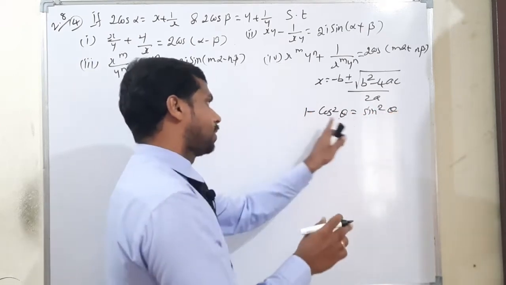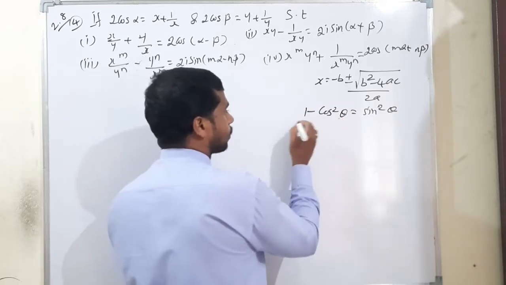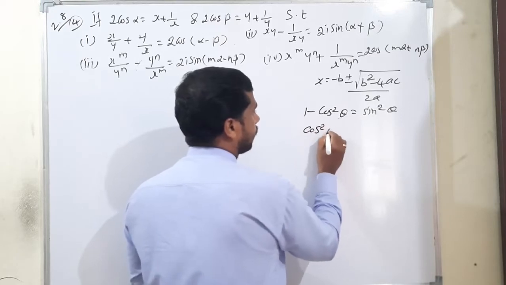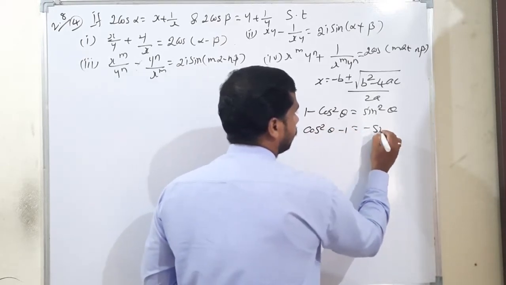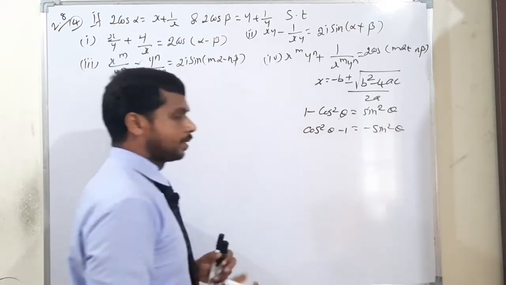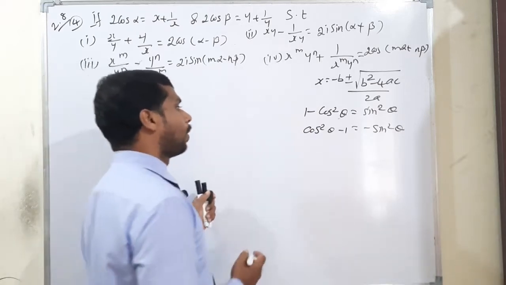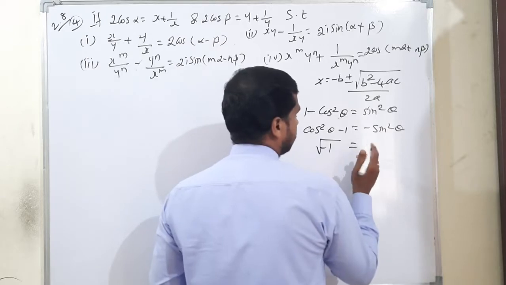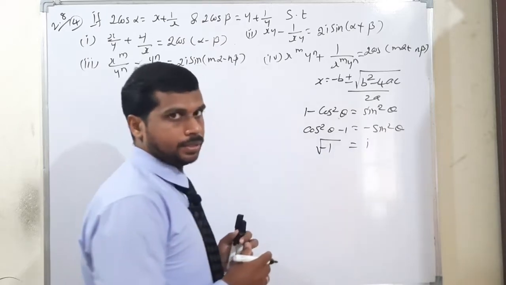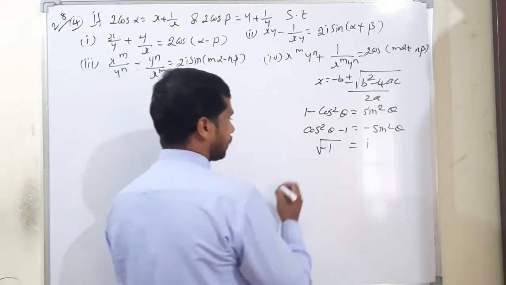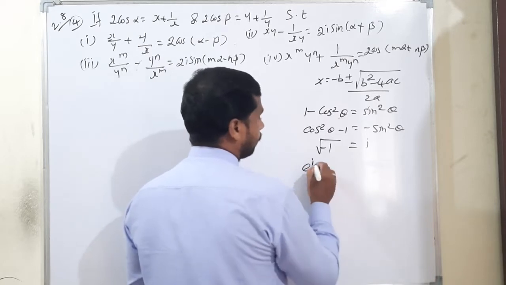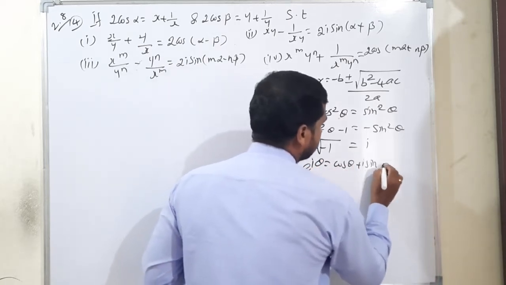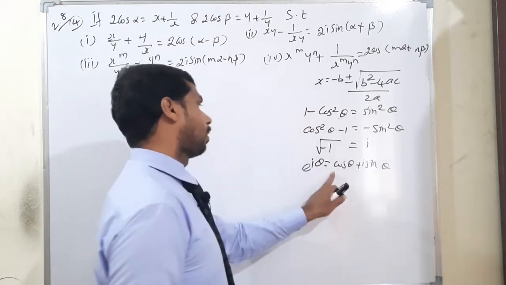If you change the sign, what will happen? If you write it with minus, cos square theta minus 1 is equal to minus sin square theta. That is the third important point. Then the fourth point, you already know the square root of minus 1 is called i, isn't it? Now the last point, the basic polar form: e power i theta is equal to cos theta plus i sin theta. This is what we need. This is one of the important points.